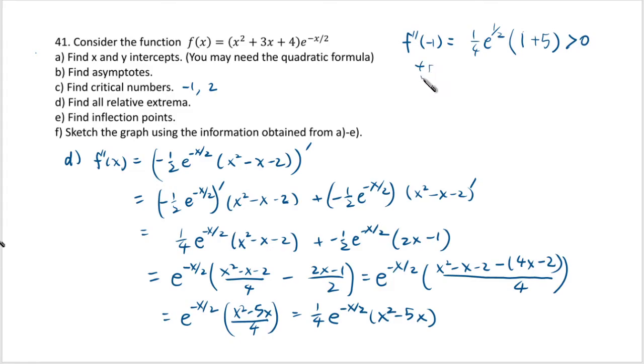Positive means it's a smiley face. If you have a smiley face at the middle, you have a relative minimum. So we know that negative 1 will give us a relative minimum.